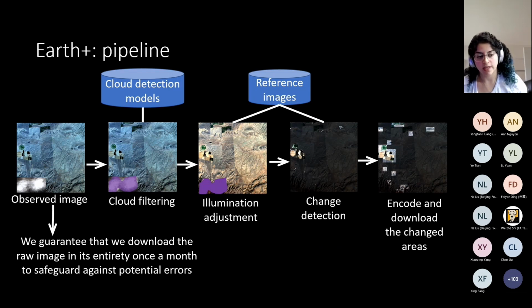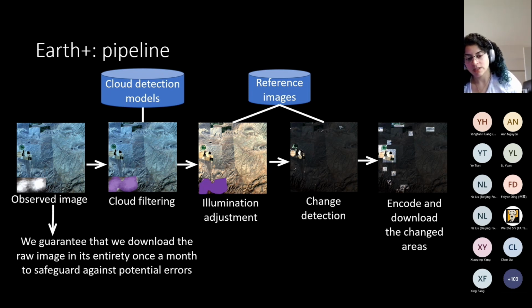The first step we do is cloud filtering. Cloud filtering by itself can be very expensive, and because of that, we have specialized models, and we have different types of models depending on the context and the land that's underlying there. So we have models for oceans, for land, for forests, and that way we can have specialized and more lightweight models. We then adjust the illumination by looking at the reference image and using linear regression approaches to adjust the illumination of the captured image and the reference image.